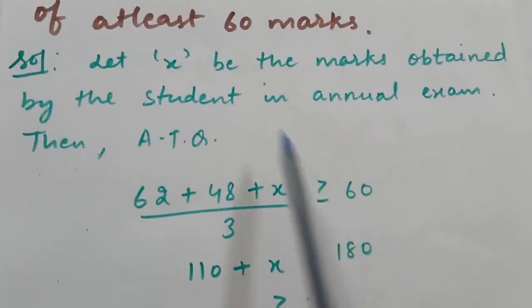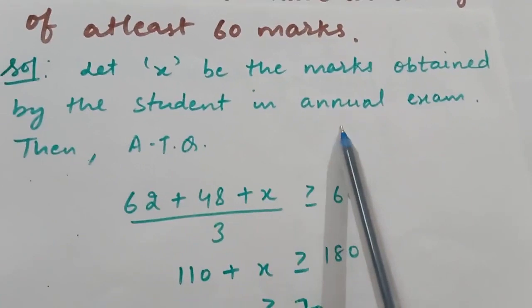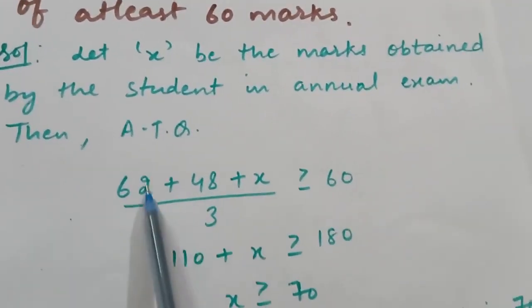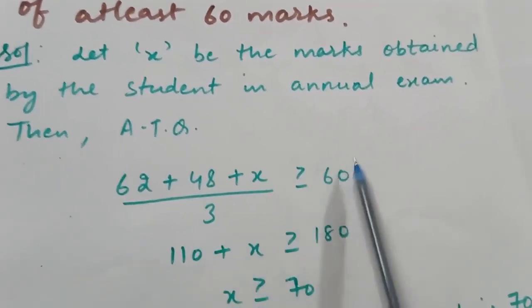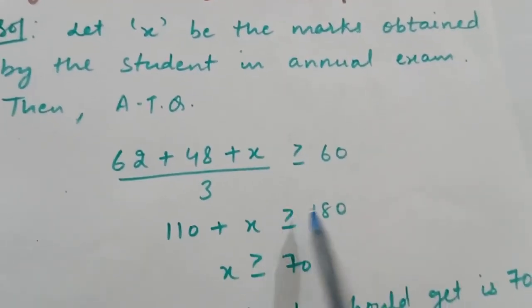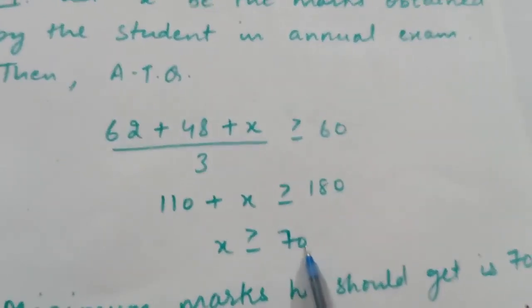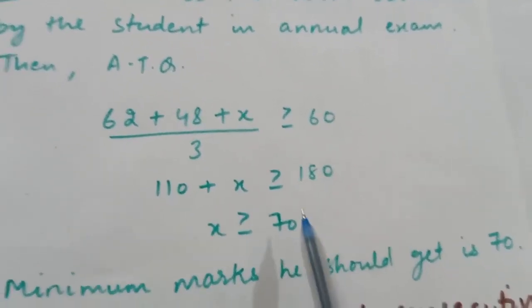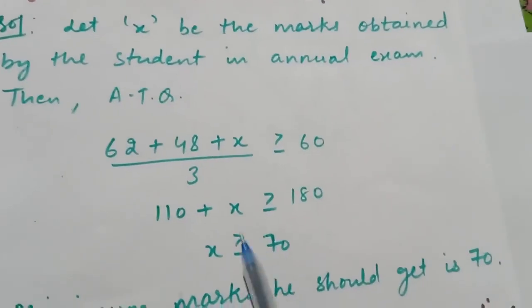So in such questions, first let what you want to find. Then according to the question, make the inequality. Now solve this. You'll add these two terms. You'll get (110 + x)/3 ≥ 60. Take 3 that side, it will be ≥ 180. Now x will be greater than or equal to 70, right? When you take 110 that side, it will be this. So what we wanted to find, we have let x as the annual examination marks.